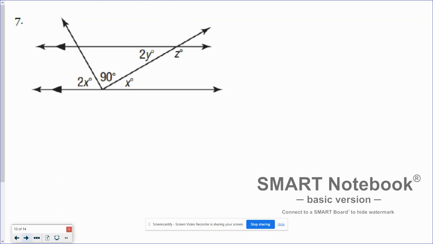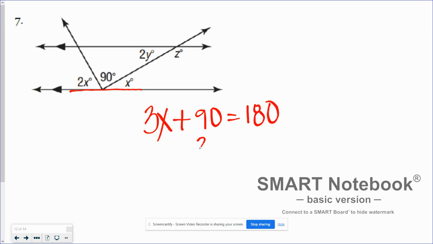And then in our last problem here, we want to find the values of x, y, and z. So what do you see going on here? That's right, I see a straight angle, and straight angles are 180 degrees. So we've got 3x plus 90 is equal to 180. And if we do some algebra, we get 3x is equal to 90. Thus, x is equal to 30.